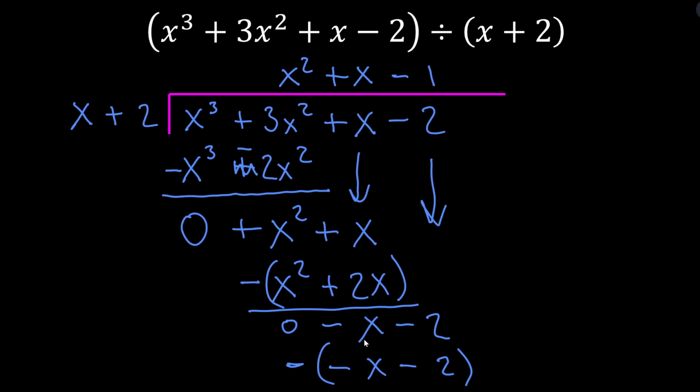Everything cancels out. So what does that mean? It means that if I multiply x plus 2 by x squared plus x minus 1, I get exactly x cubed plus 3x squared plus x minus 2. So this is our quotient. This is the answer to this division question. And if you want to check your work, you can actually multiply these. Multiply out x squared plus x minus 1 times x plus 2. You'll get exactly this. Pretty cool. So we just answered the question: what do I multiply x plus 2 by to get this dividend? Awesome. All right, hopefully that made sense.